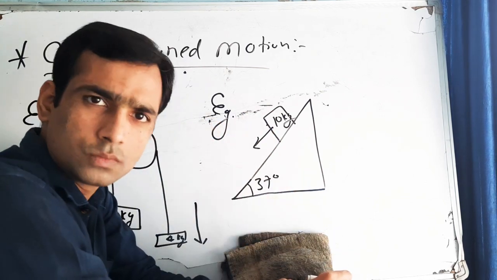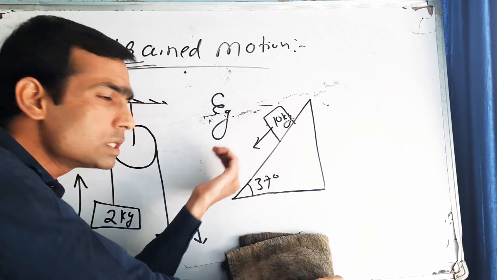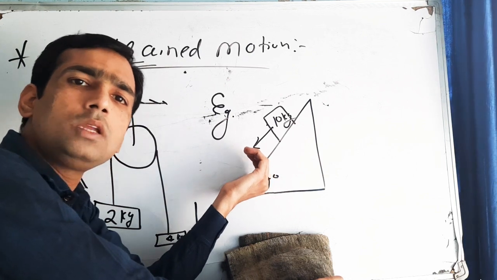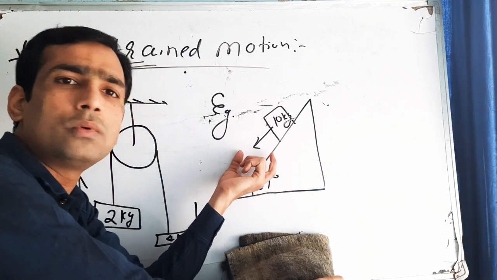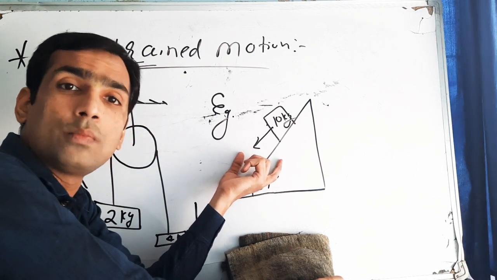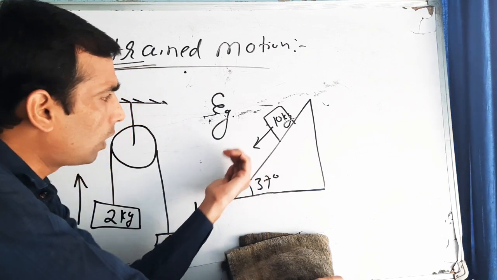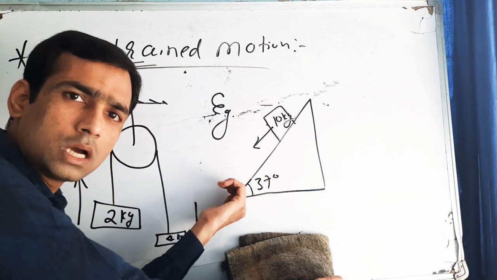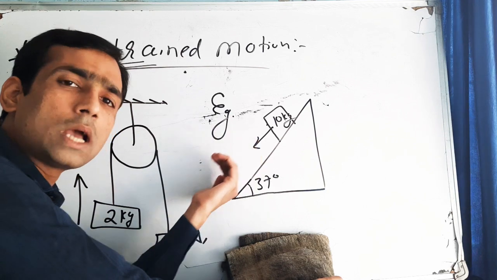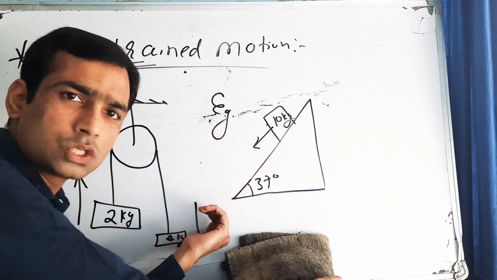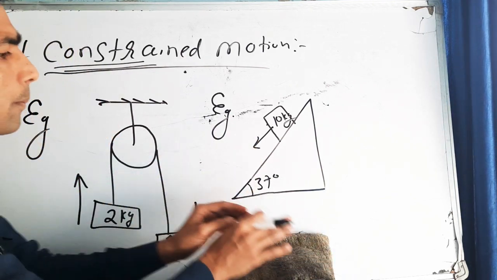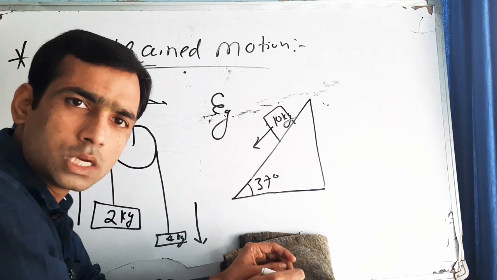The block must come down because of mg sin theta. Yesterday I uploaded a video on how to take components of any block lying on an inclined plane. So this is 10g sin theta coming down. This is responsible for carrying the block in the downward direction, right? So these are all examples of constrained motion.